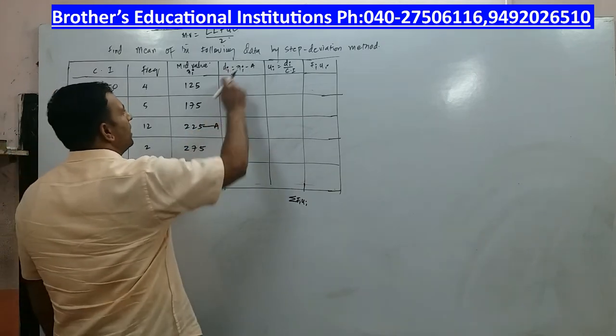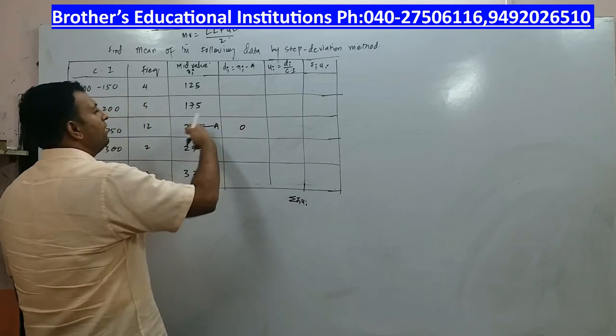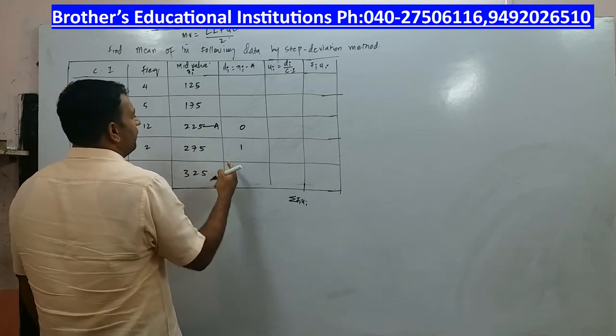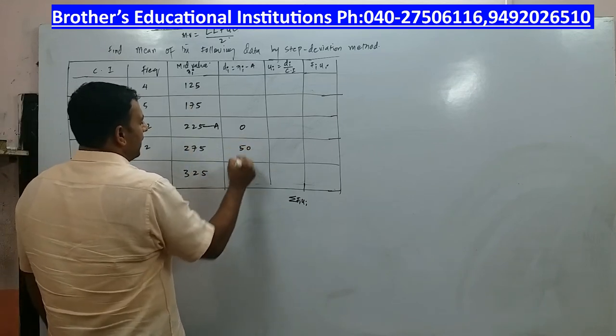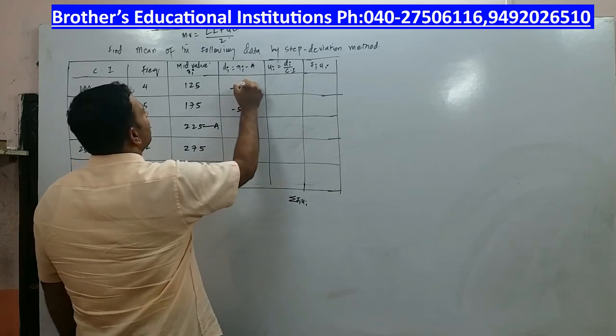So as per the formula, xi minus a will be 225 minus 225 is 0. 275 minus 225 will be, it's not 1, it is 50. 325 minus 225 will be 100. Similarly, here you have minus 50 and here you have minus 100.